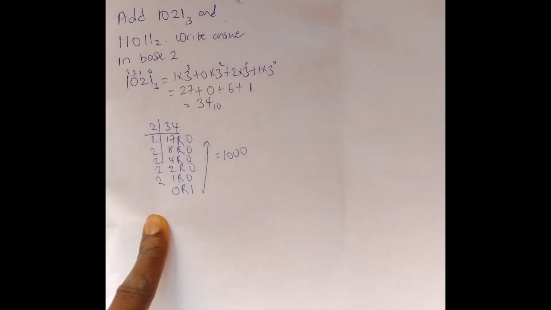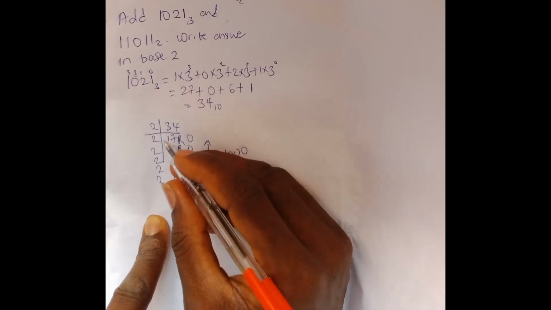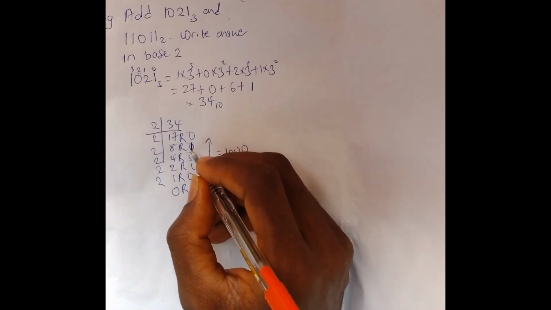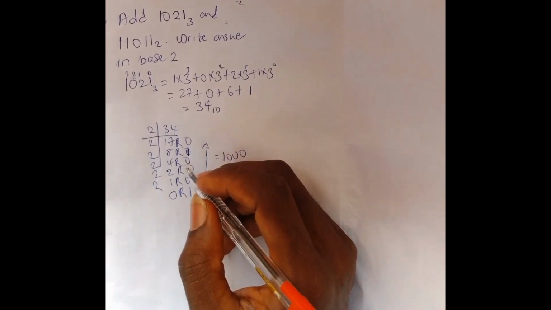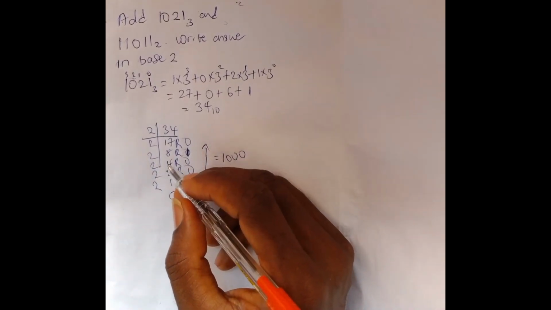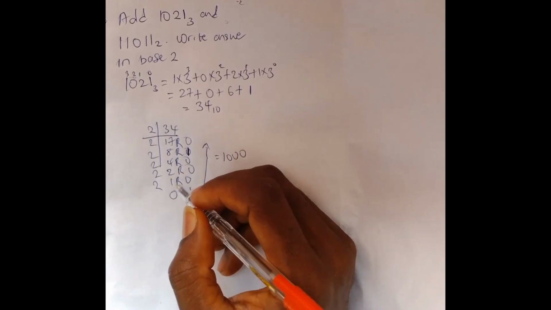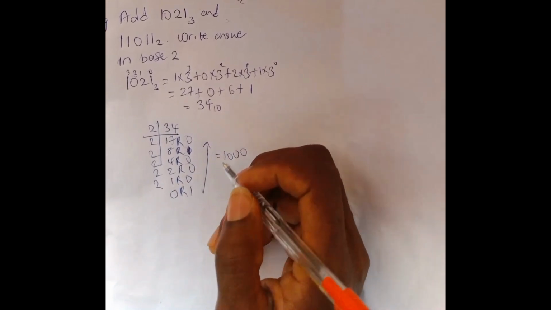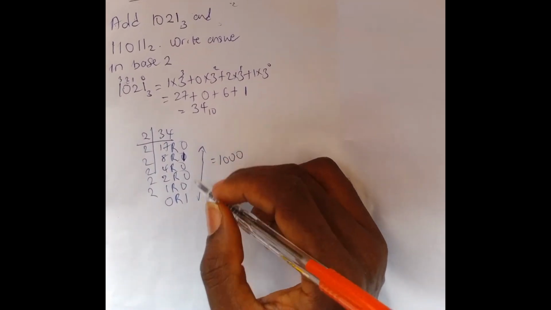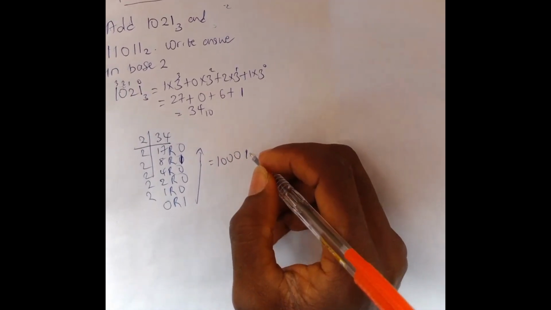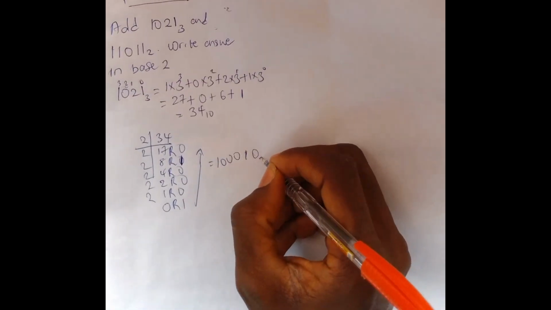So there's an error here. 17 divided by 2 is 8 remainder 1. Then 8 divided by 2 is 4 remainder 0. 4 divided by 2 is 2 remainder 0. 2 divided by 2 is 1 remainder 0. 1 divided by 2 is 0 remainder 1. So reading from bottom to top, we get 1 0 0 1 0 base 2.